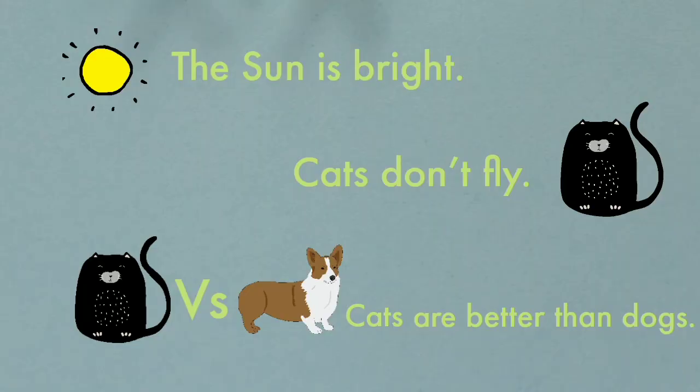The sun is bright. Now this is a fact. It never changes. The sun was bright yesterday, it is bright today, and it will be bright tomorrow. So that makes it a fact. Cats don't fly. Now this is also a fact because everyone knows that. Cats are better than dogs. Now you may not agree with this because this is my personal truth. And in this sentence, I have made a generalization about cats and dogs.